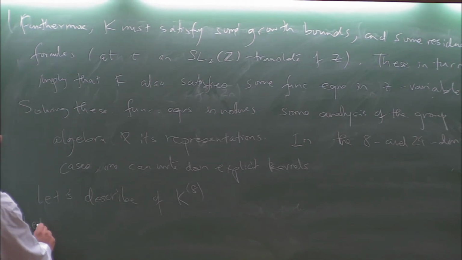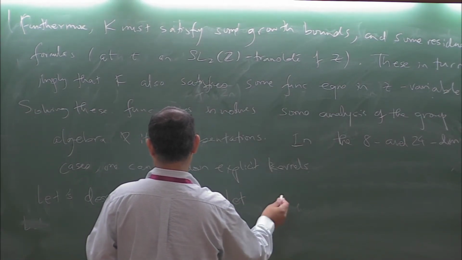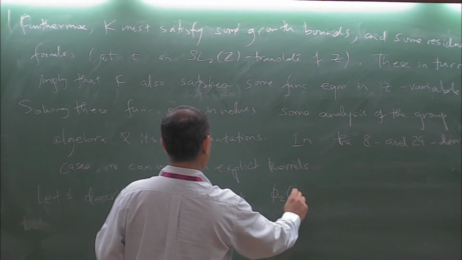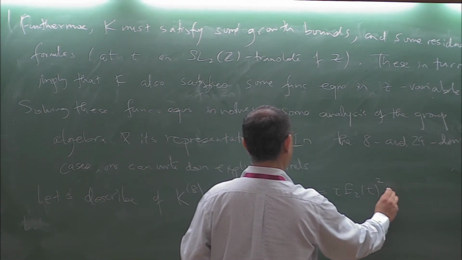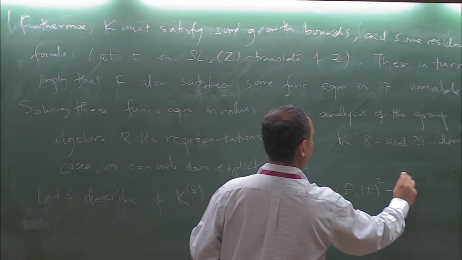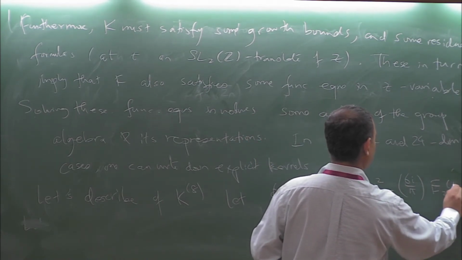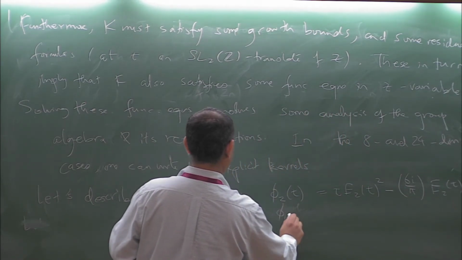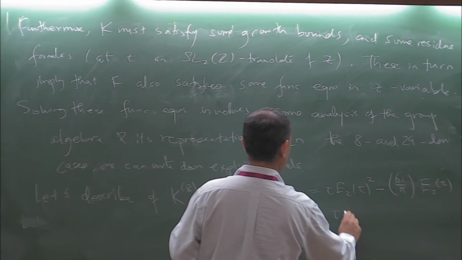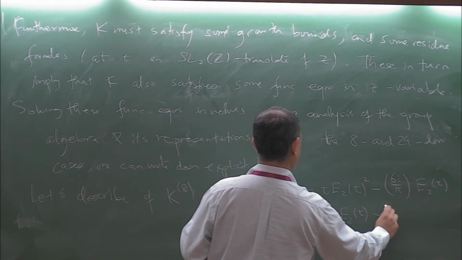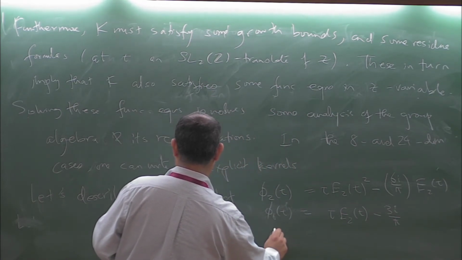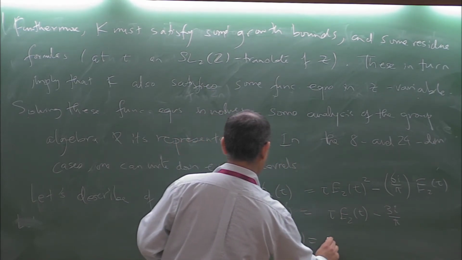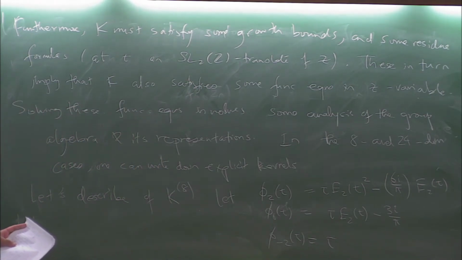So let's consider these three quasi-modular forms. Phi 2 of tau is tau E2 of tau squared minus 6i over pi E2 of tau. Phi 0 of tau is tau E2 of tau minus 3i over pi, and phi minus 2 of tau is tau.